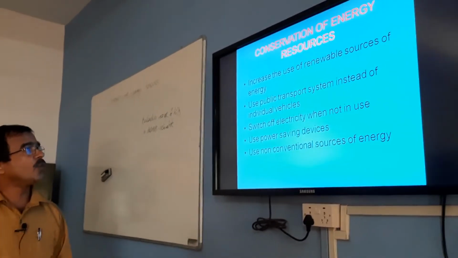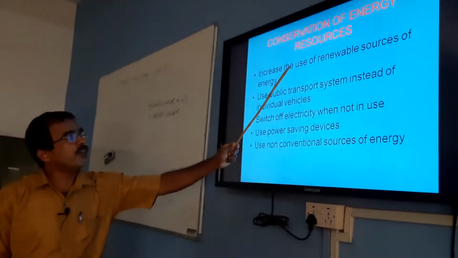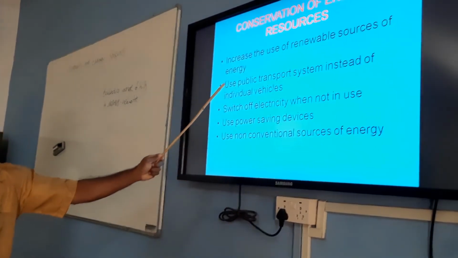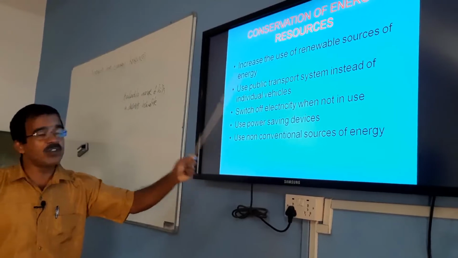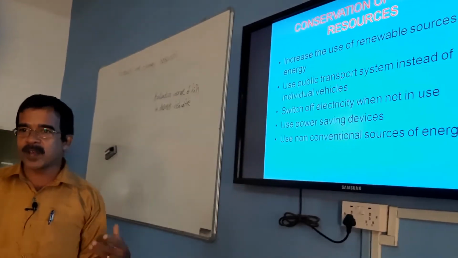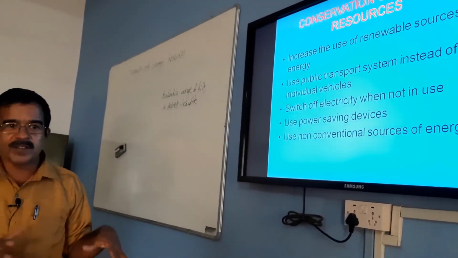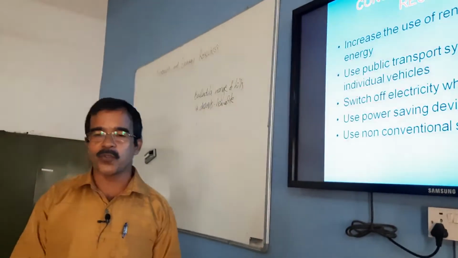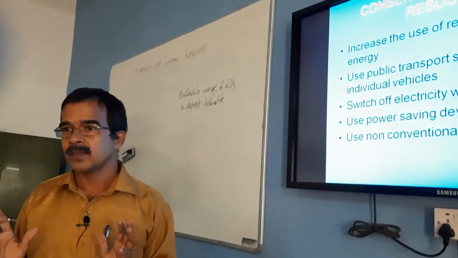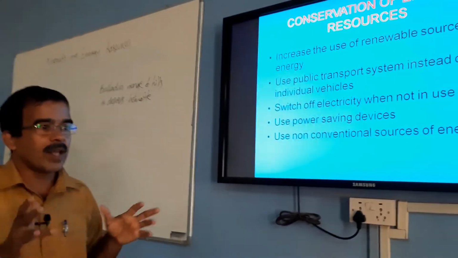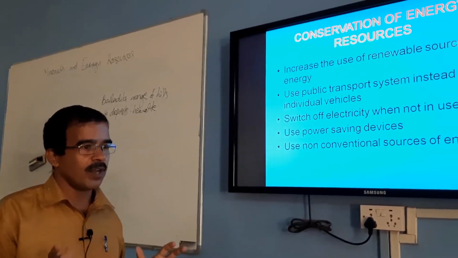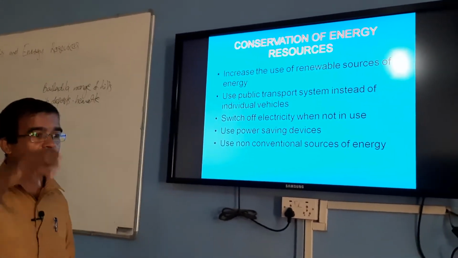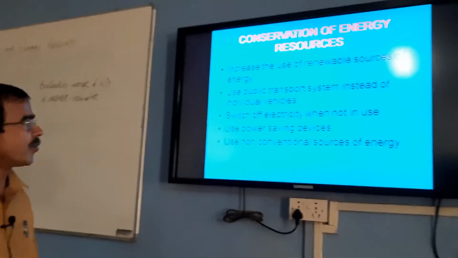Okay, so what can we do? Increase the use of renewable sources of energy, more and more renewable sources of energy. Use public transport system instead of individual vehicles. Now most people have their own vehicles, and because of this dangerous disease, some people are not traveling in public transport. Okay, it will be over. These days will be over. Then there will be public transport system, trains or buses, etc. So, we have to utilize public transport system and reduce the consumption of fossil fuels.